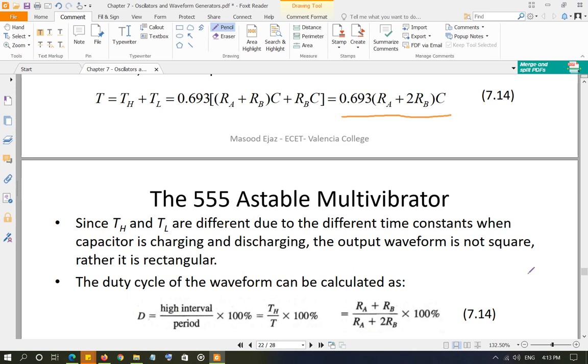Okay, so now the question is, of course, that this is not a square waveform, the oscillation at the output is not a square wave, it's a rectangular wave. So how do we create a square wave? Now there are two ways that we can do that. One way is basically to use the ideal diode.